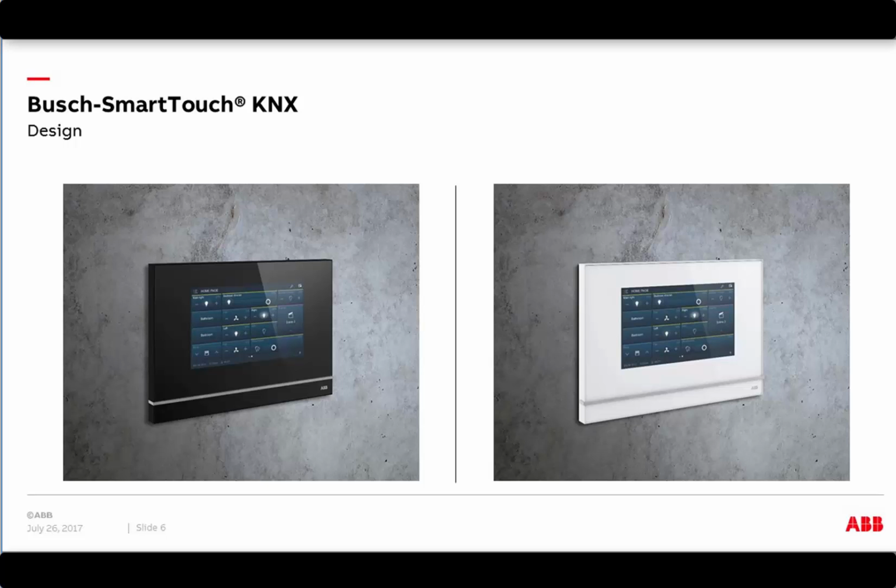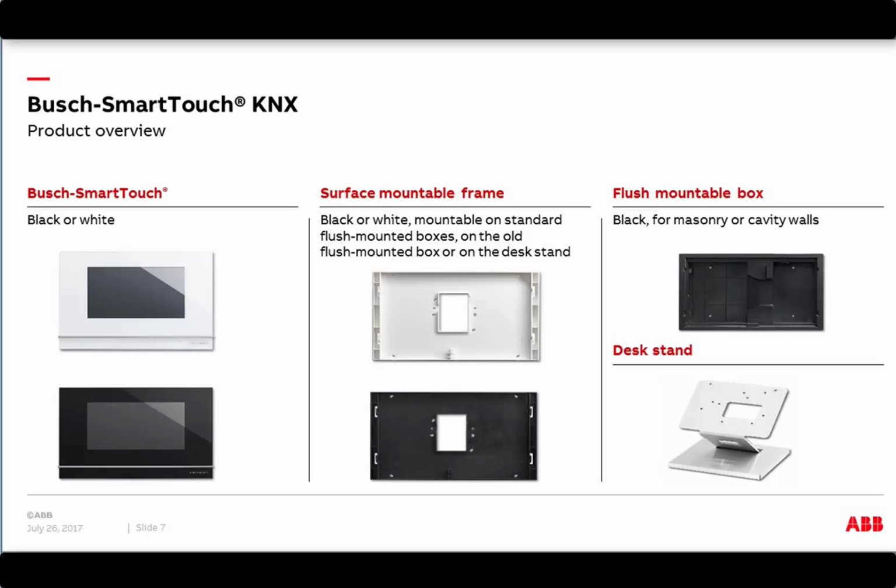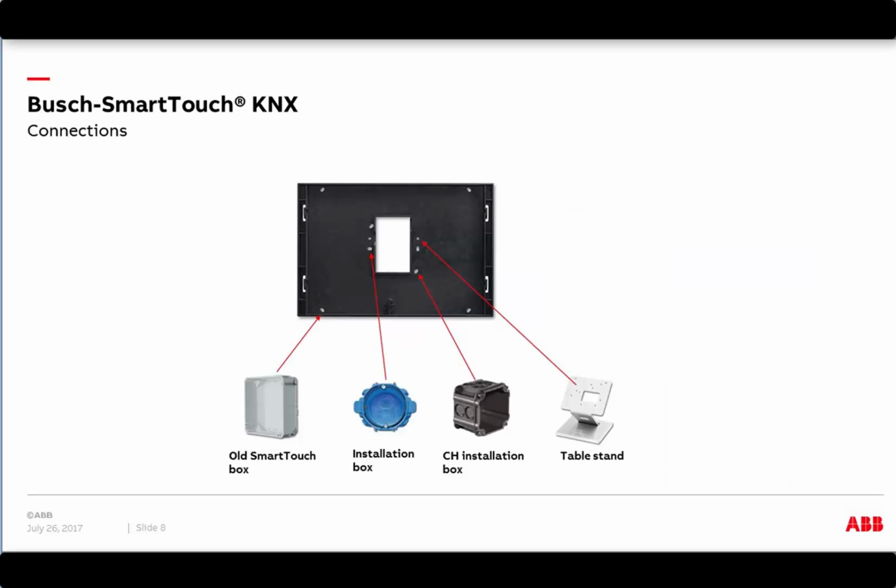The panels are available in the colors white and black. With the white and black panels, you can choose the frames in the same color for surface-mounted installation and for the desk stand. If you choose a flush-mounted installation, you have a mounting box for briquette or cavity walls. The frame fits also on VDE and Swiss standard installation boxes, and it fits also on the old SmartTouch box if you already have an existing installation or project where you want or need to renew it.